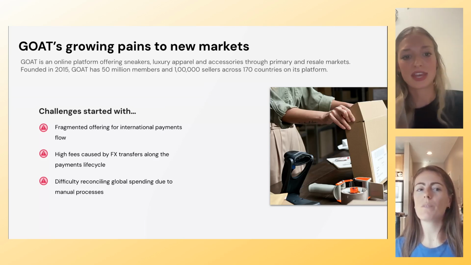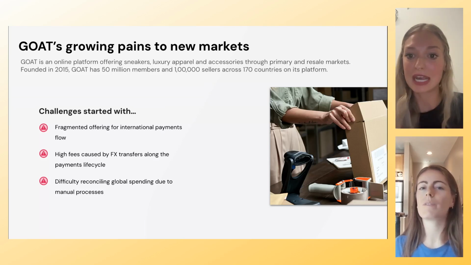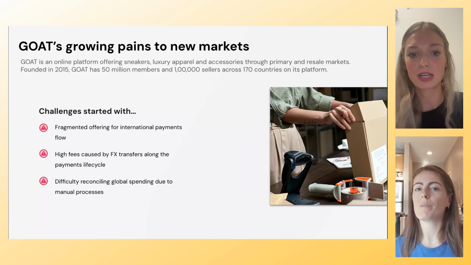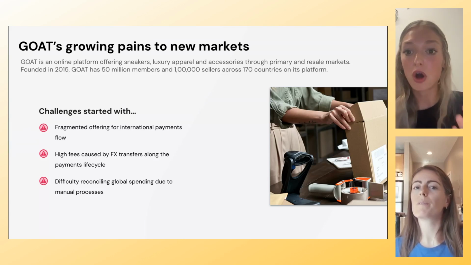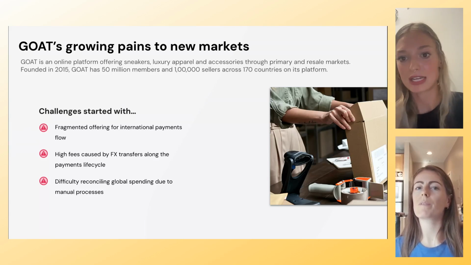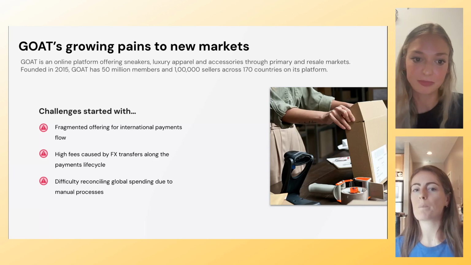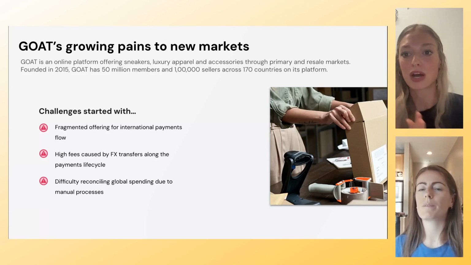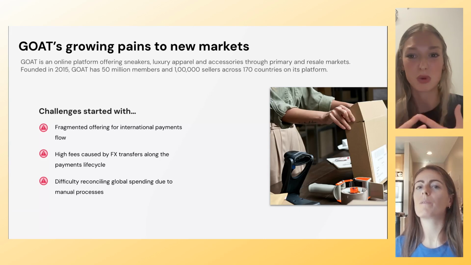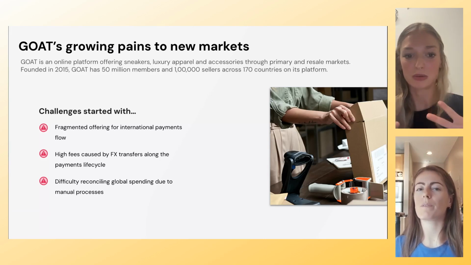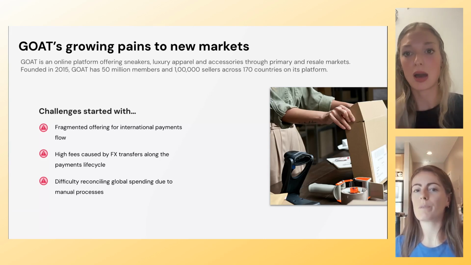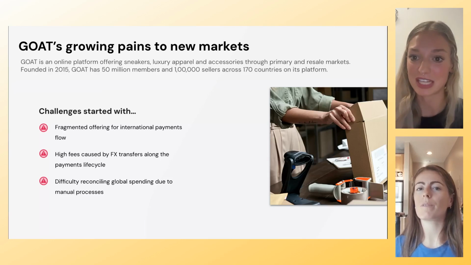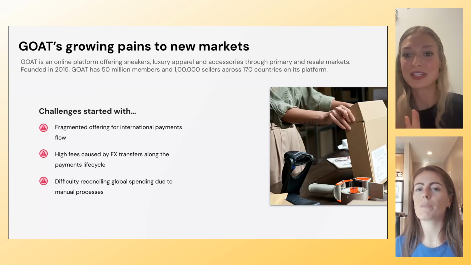Alongside that, they end up having to transfer money in the payments lifecycle to sellers. They had to accept money from buyers, all in different currencies, which ended up costing a lot of their margin. Lastly, when it comes to global spending, those manual processes started to become more and more extensive. So you're thinking about reconciliation and how much of an uplift in time investment that is. When you start to get all these different currencies in different markets, it can become really, really sticky.